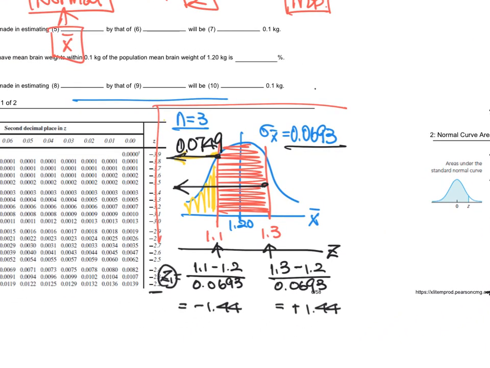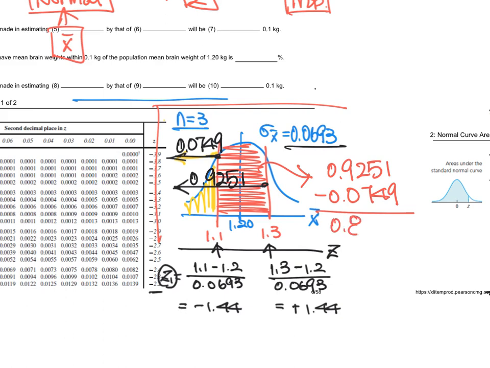0.9251. But we need the probability in the middle. So in the middle we must take the subtraction: 0.9251 minus 0.0749. The subtraction will be 0.9251 minus 0.0749. I have 0.8502. Okay, so the probability, what was the question?